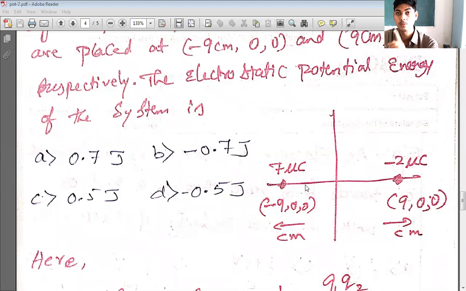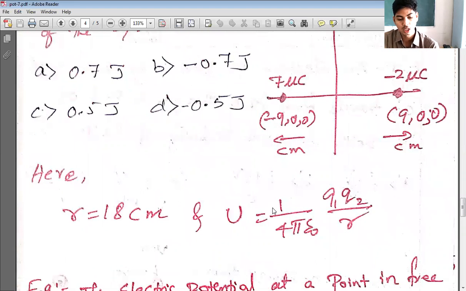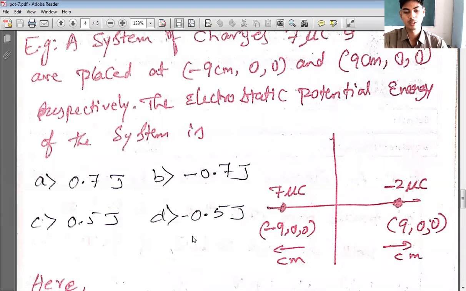Potential energy of this system should be negative. I have told you, while calculating potential energy of a system of charges, you need to take into account the sign of the charge also. Q1 is positive and Q2 is negative. 7 into minus 2 must be taken, minus 14. So potential energy will come out to be negative. One of these two options will be the answer, B and D. So evaluate it.